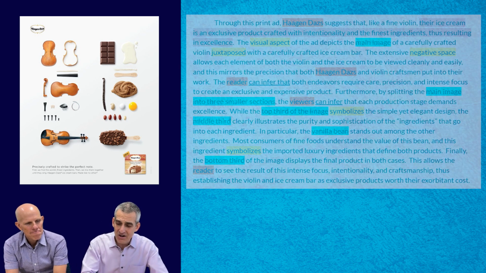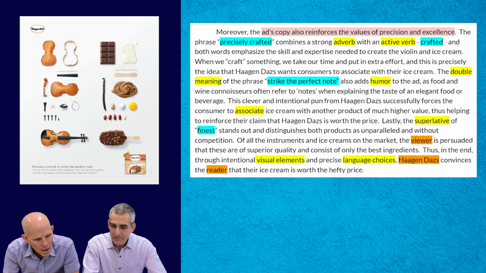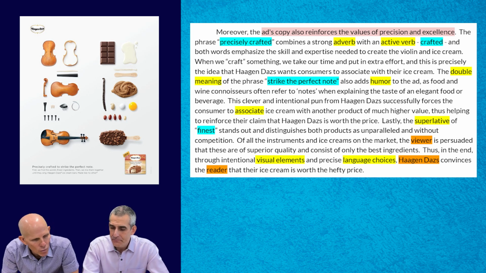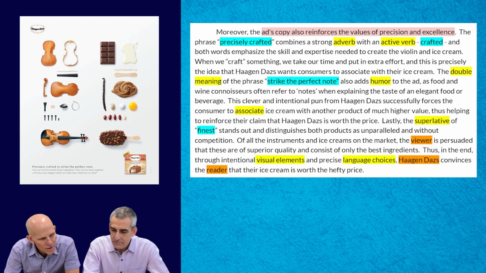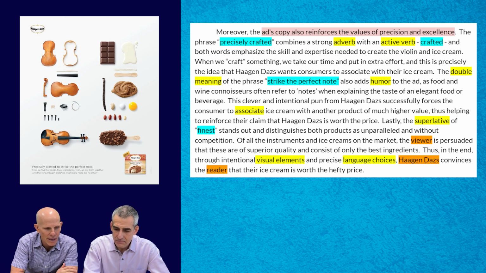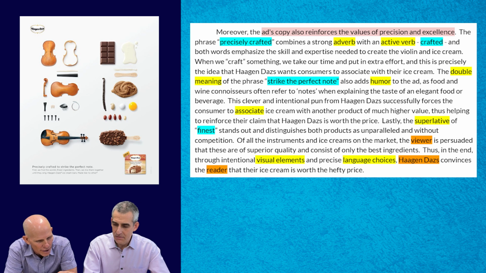Why don't you take the second paragraph, Giles? Read it and we'll talk about it. Okay. Moreover, the ad's copy also reinforces the values of precision and excellence. The phrase precisely crafted combines a strong adverb with an active verb, crafted, and both words emphasize the skill and expertise needed to create the violin and the ice cream. When we craft something, we take our time to put in extra effort, and this is precisely the idea that Haagen-Dazs wants consumers to associate with their ice cream.